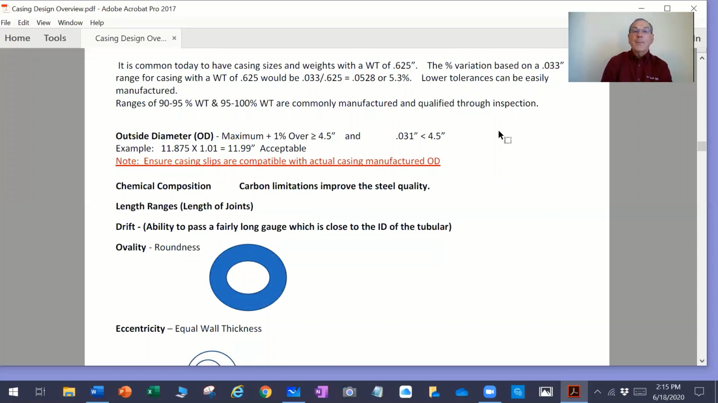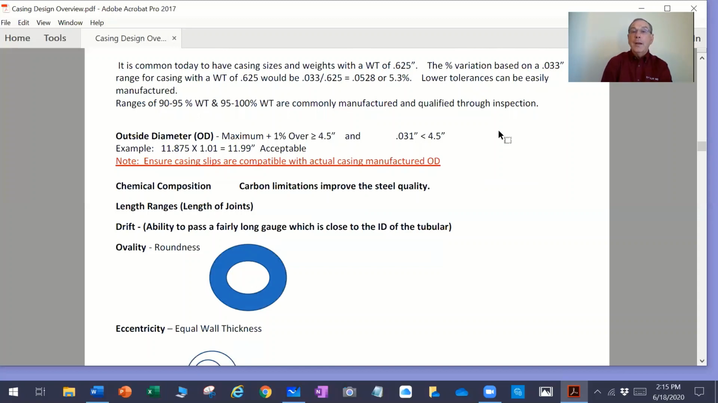Like I say, example of 11 7/8 casing, which is obviously greater than 4.5 inches. 11 7/8 times 1.01 equals 11.99. That's acceptable. It passes API. There's nothing wrong with it.